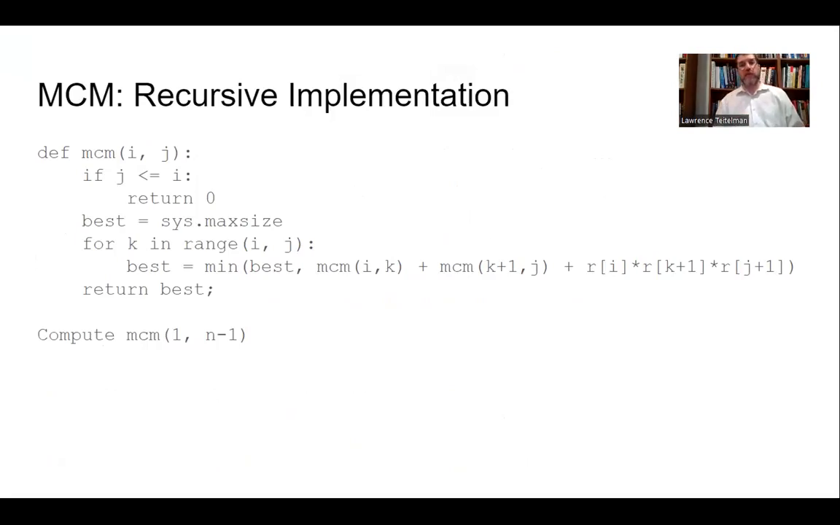So a chain of 1 matrix is nothing to do, so that's this case here. Otherwise, I am minimizing the best I have so far, whatever that is, the cost of the matrix chain from I to K, the cost of the chain from K plus 1 to J, the rest of the chain, and the cost of the number of rows in this matrix, the number of rows in the other one, and the number of rows in the matrix after the chain, which is the same as the number of columns at the end of the chain.